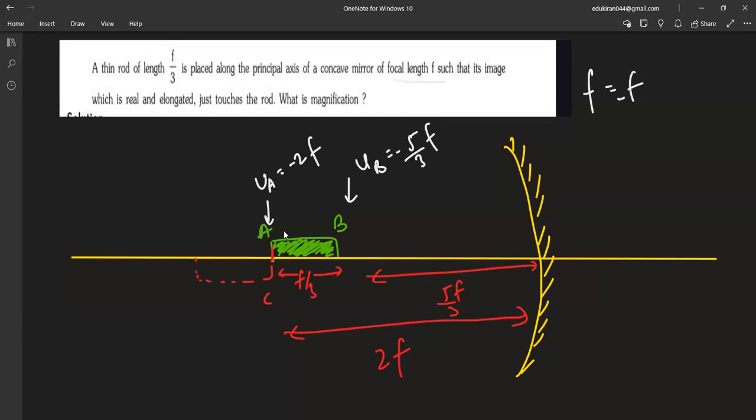Now find out vA and vB. Now at least you will be able to do it. Try it. Now tell me what is the value of vA coming, value of vB coming. Simple mirror formula you have to apply.